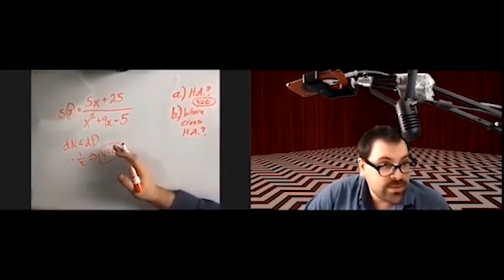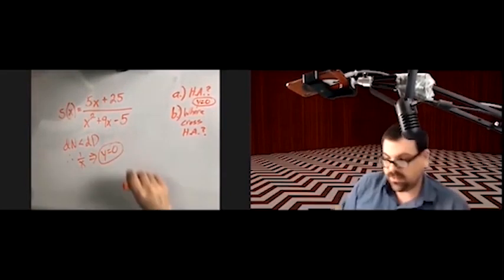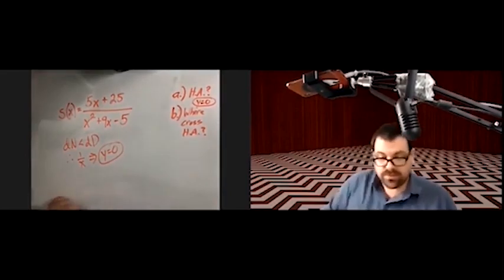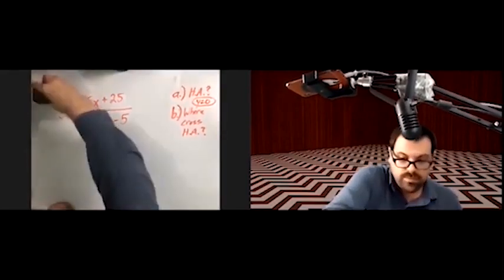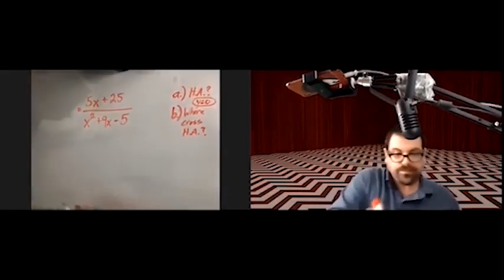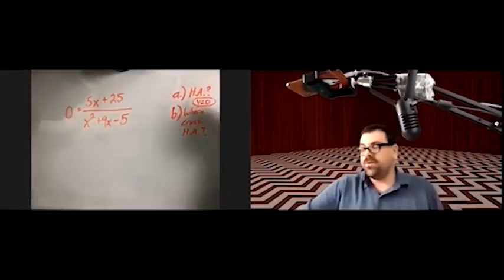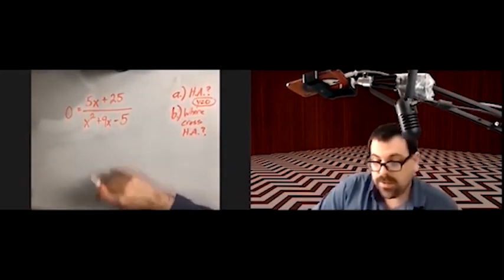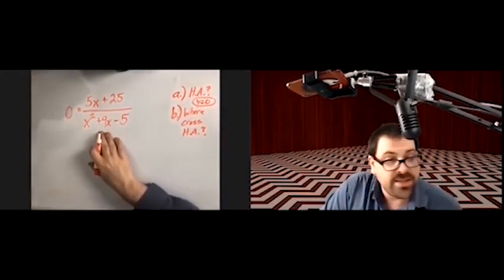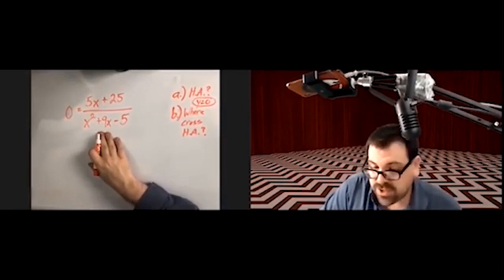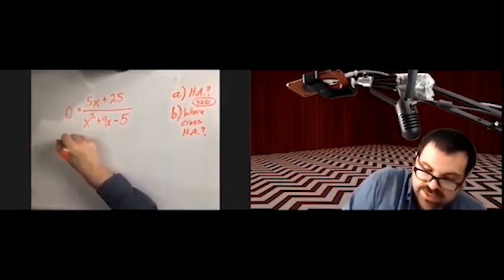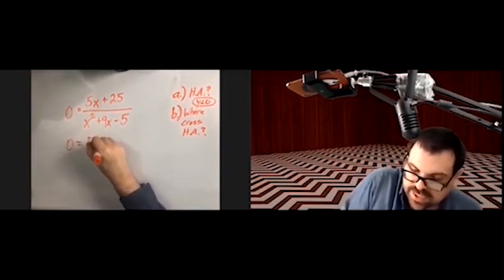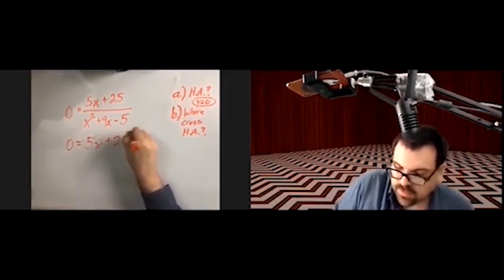Where do we cross? Well, let's set the whole thing to 0. Why are we setting it equal to 0? Because that was our horizontal asymptote. Multiplying both sides by the denominator to get rid of the fraction. 0 times anything is 0. So that's just like having the top equal to 0.